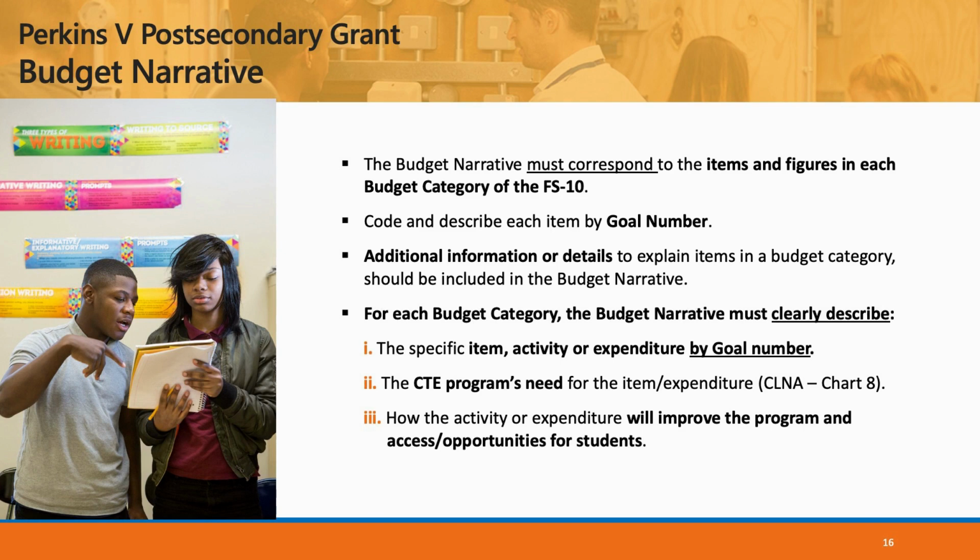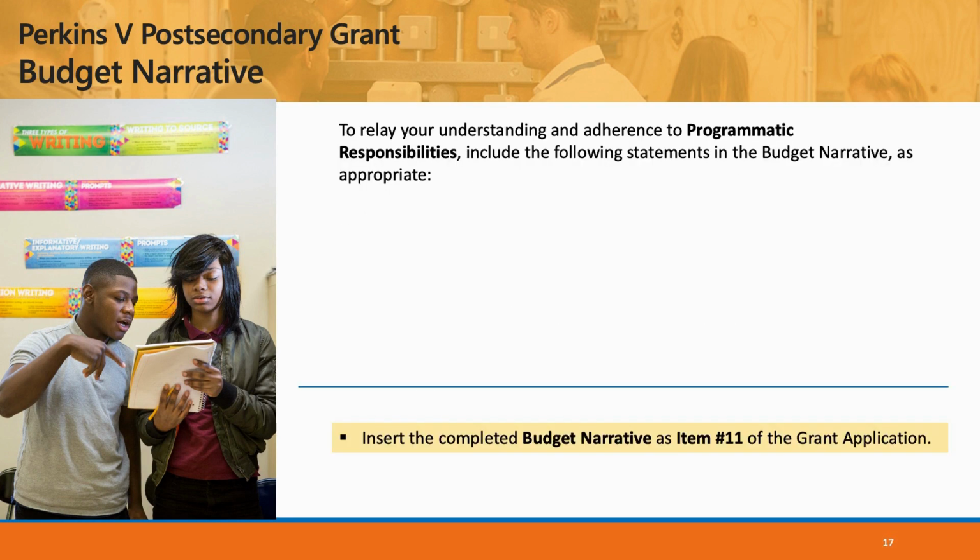For each budget category, the budget narrative must clearly describe the specific item, activity, or expenditure by goal number, the CTE program's need for the item or expenditure, and how the activity or expenditure will improve the program and access opportunities for students. Keep in mind that the budget narrative is where you provide additional information or detail to explain items in a budget category. Therefore, you may want to use this space to relay your understanding and adherence to programmatic responsibilities. To do that, you may wish to include the following statements in the budget narrative as appropriate.